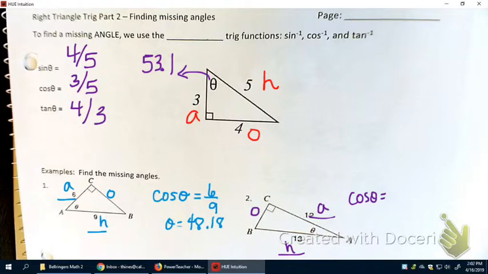Which one comes first, the A or the H? A, because that's what it says. Cosine is A/H. So 12/13. If you had that backwards, it's going to tell you error, so you need to be careful. Make sure you get it the right way. Cosine to the -1 of 12/13 is 22.6.